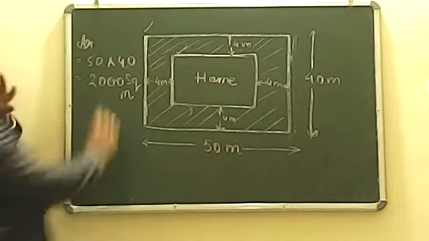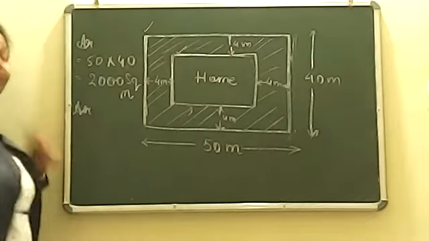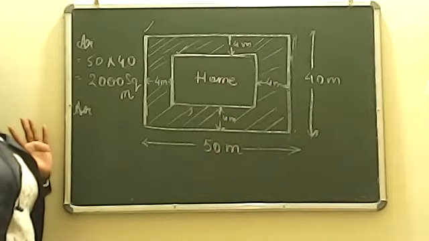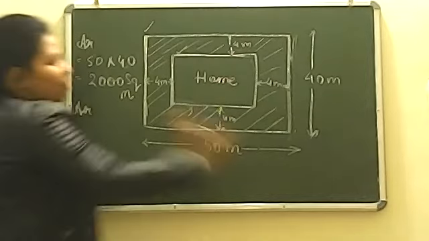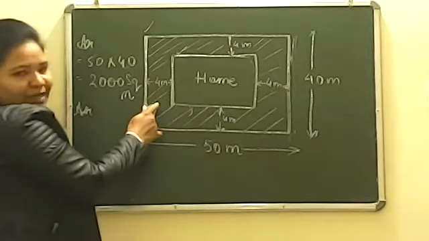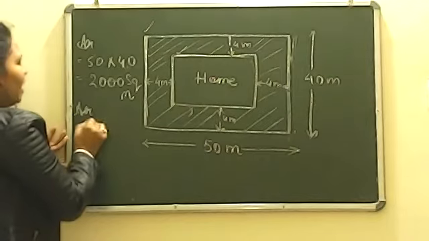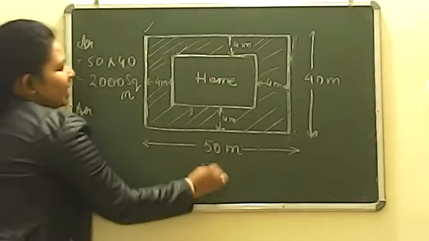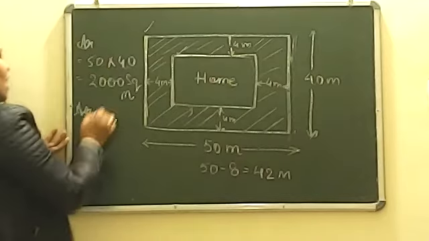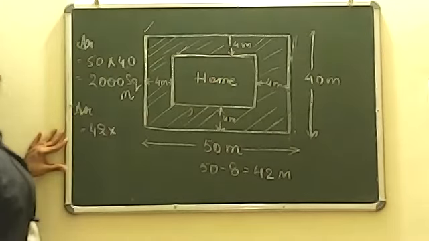Now, I told you that you will take out the area of the inner portion. For finding out the inner portion, you want the length and breadth of the inside portion. So what will you do? This is 50. 4 from this side, 4 from this side. So you will subtract 8 from 50. What will you have now? 50 minus 8, which will give you 42 in meter. So you have the first dimension, 42. Okay. Now move on to the second dimension.